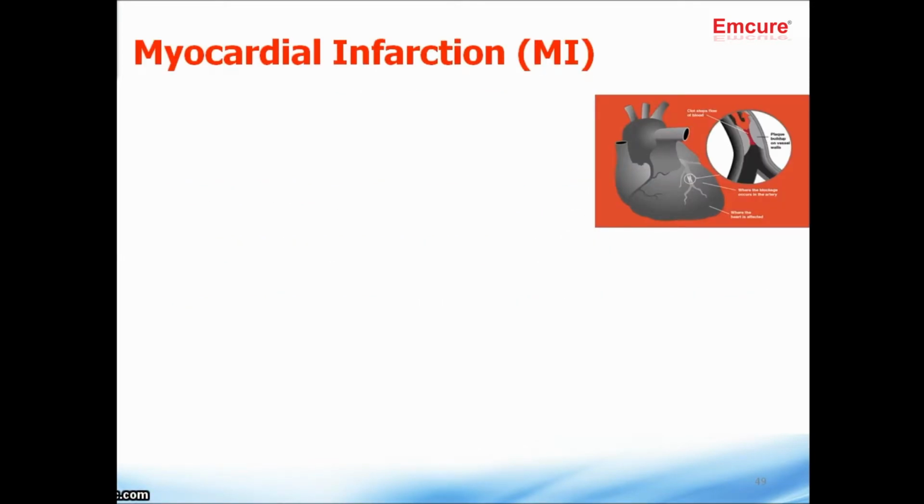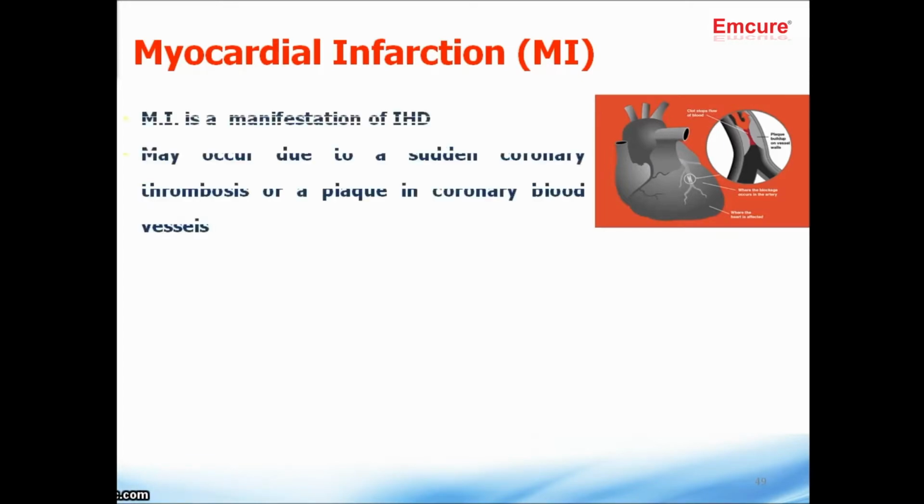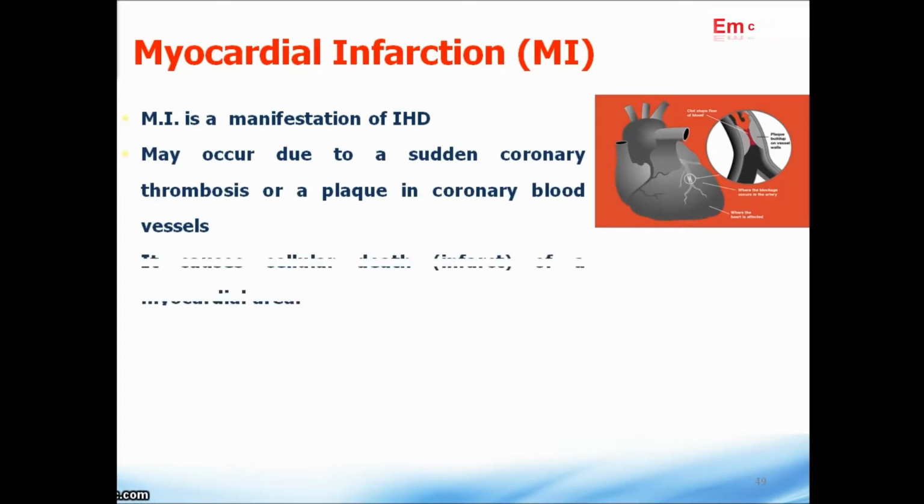Now the next disease which we are going to talk about is myocardial infarction. Well, myocardial infarction is a manifestation of ischemic heart disease. It may occur due to sudden coronary thrombosis or a plaque in the coronary blood vessels. It causes cellular death of the myocardial area.